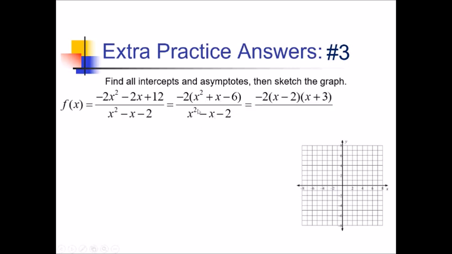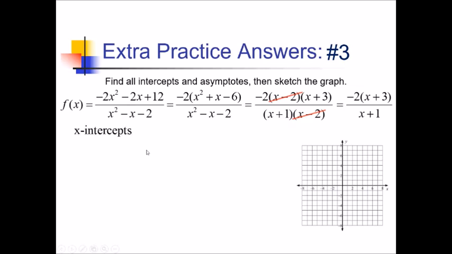Now the denominator, I've been kind of ignoring it up until now, but it looks like we can factor that too. Two numbers that multiply to -2 and add up to -1. That would be, let's see here, x plus 1 and x minus 2. Looks like those x minus 2's cancel. So we've got -2 times (x plus 3) over (x plus 1). All right, so let's work with this now.